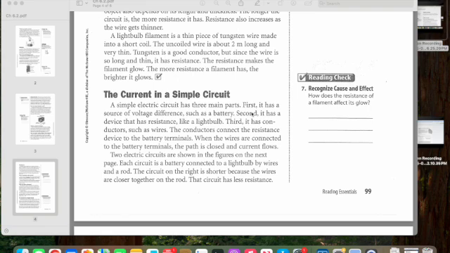Third, it has conductors such as wires. The conductors connect the resistance device to the battery terminals. When the wires are connected to the battery terminals, the path is closed and current flows.